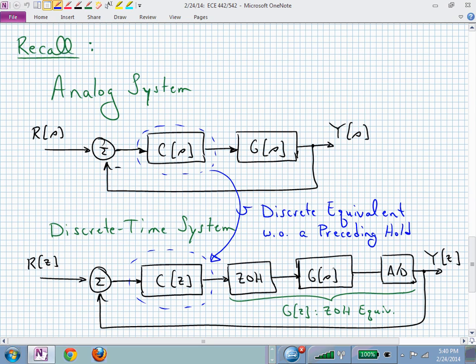And I want you to be comfortable with the difference between these different discrete equivalents. What we've been doing so far is finding the zero order hold equivalent. What we're going to talk about today is a slightly different strategy where we are not preceding that transfer function with a hold mechanism. It wouldn't even have to be a zero order hold. It could be a first order hold, but we've been dealing with zero order holds. We want to find how we go from C of S to C of Z. That's the idea.